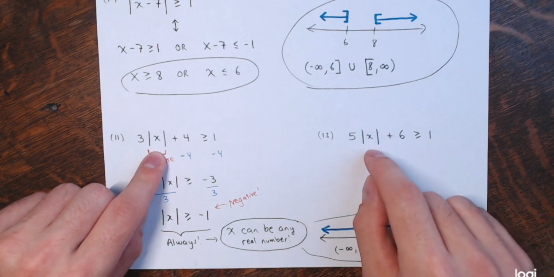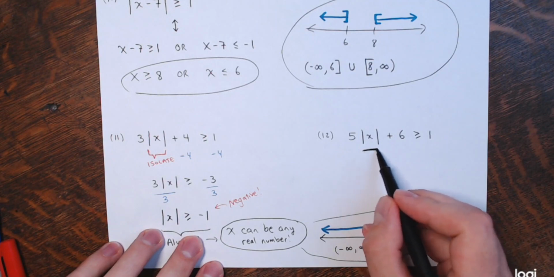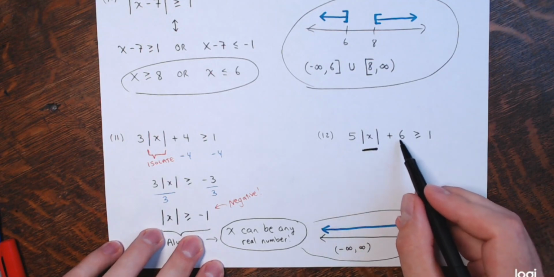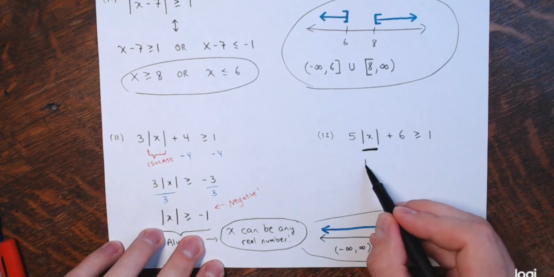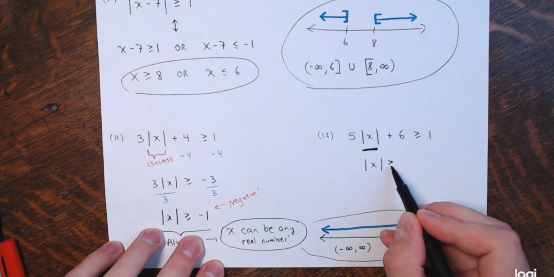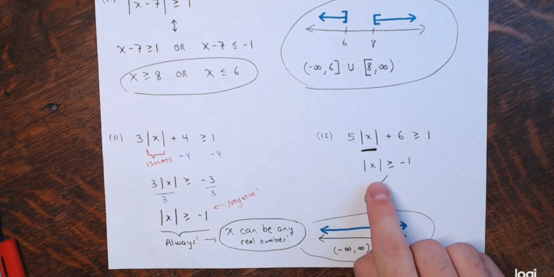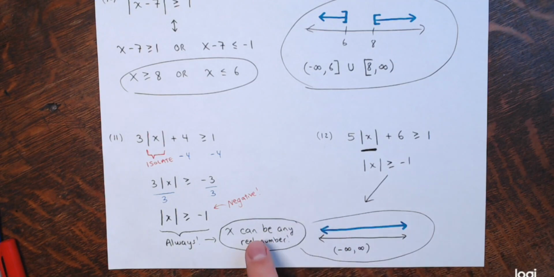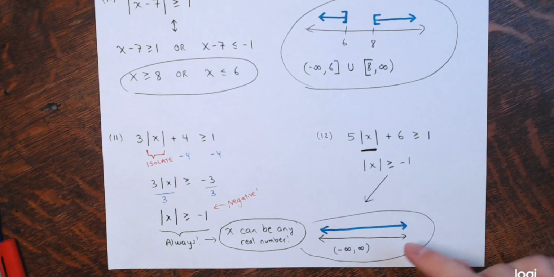And the same thing goes for number 12 here. Example 12, I want to get this absolute value of x alone. So I would subtract 6, giving me negative 5 over here, and then divide by 5, giving me negative 1. So I have absolute value of x is again greater than or equal to negative 1. And basically it's the same exact inequality. This is always true. The absolute value of something is always greater than a negative. So this has every real number as a solution. And you can test it out. Pick any number you want, plug it in for x, and the inequality will be a true statement. And it has this graph and this interval notation.